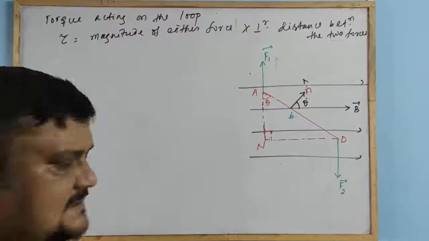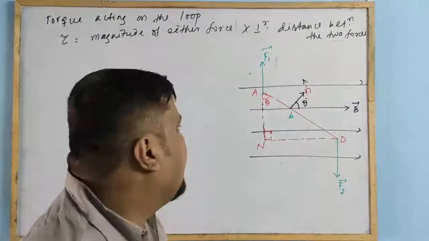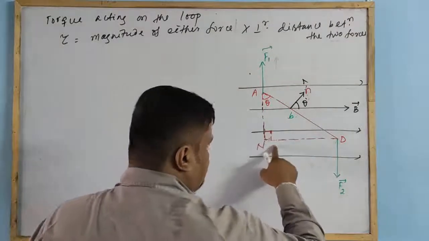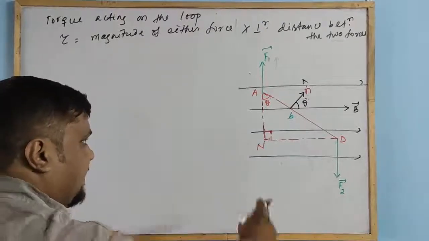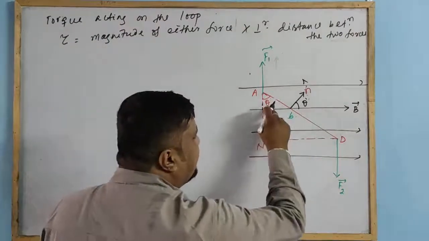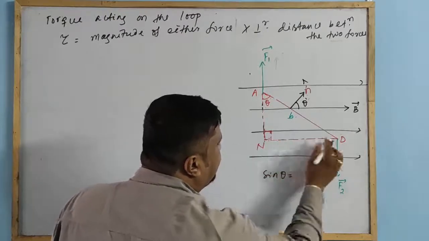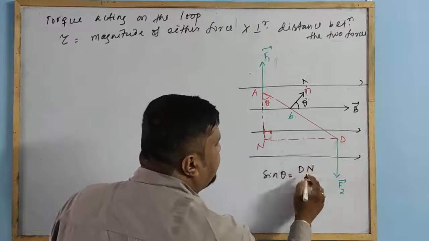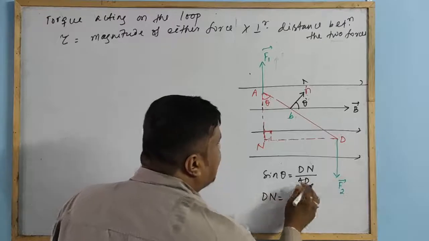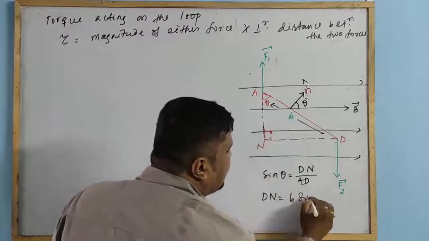Then what is the perpendicular distance between these two forces F1 and F2? dn, right? And if this angle is theta, then what is this dn? That is B sin theta, because sin theta is equal to dn by AB. So dn is equal to, what is this AB? This is B. So dn is B sin theta.